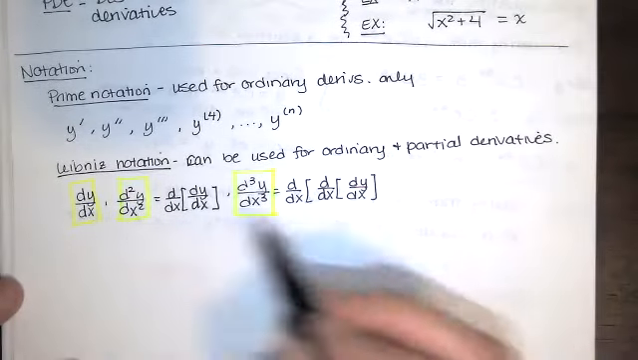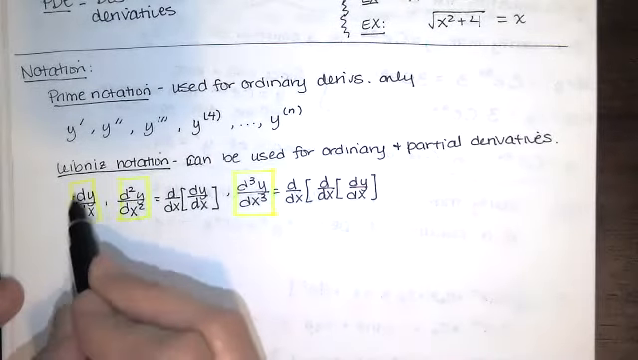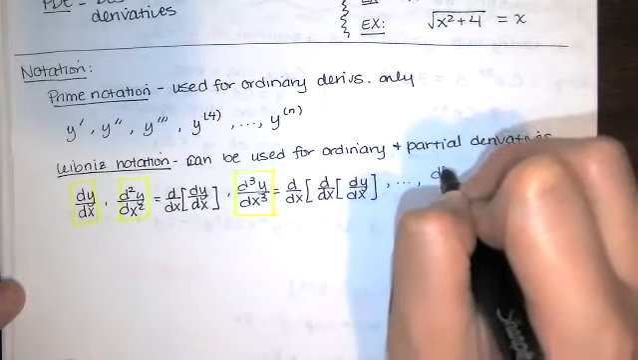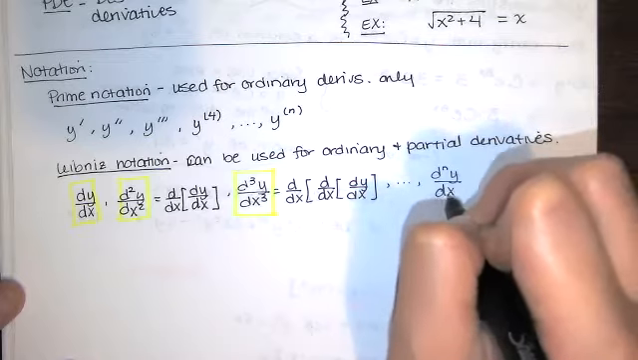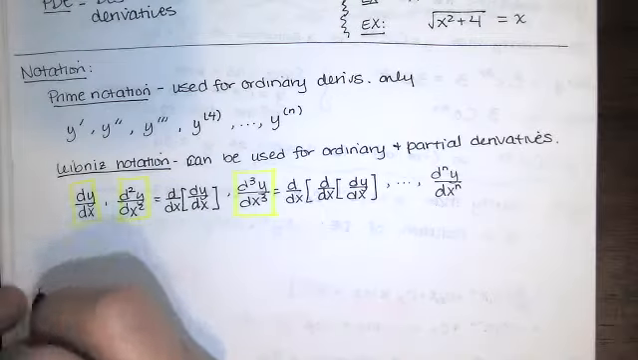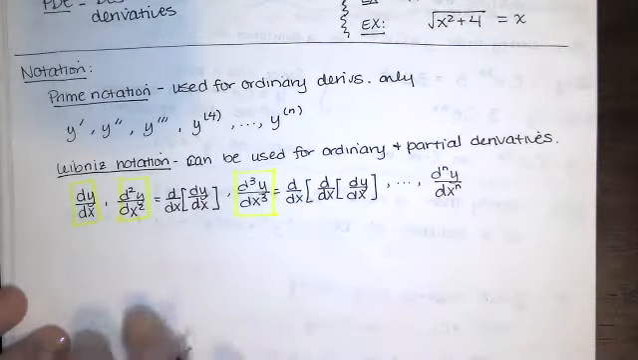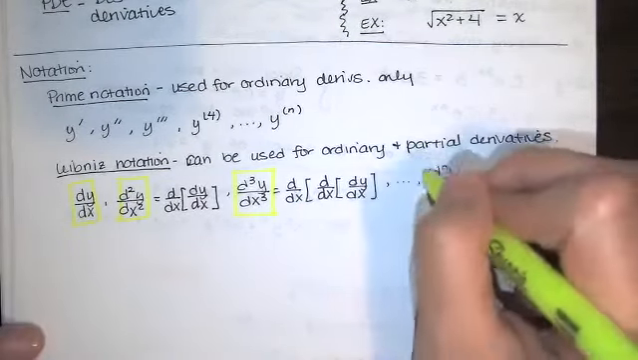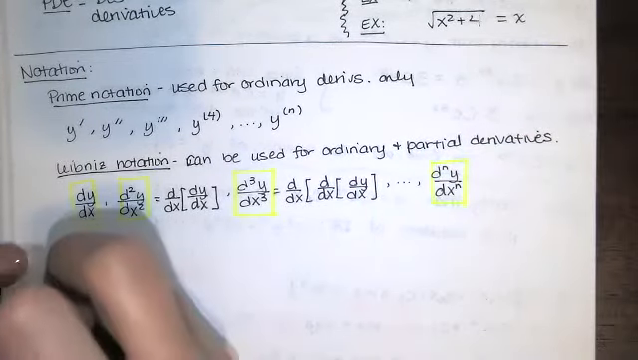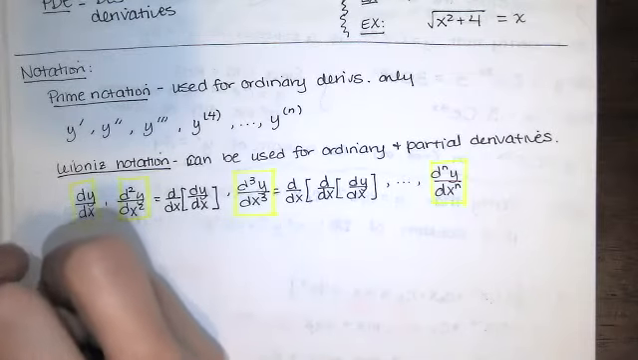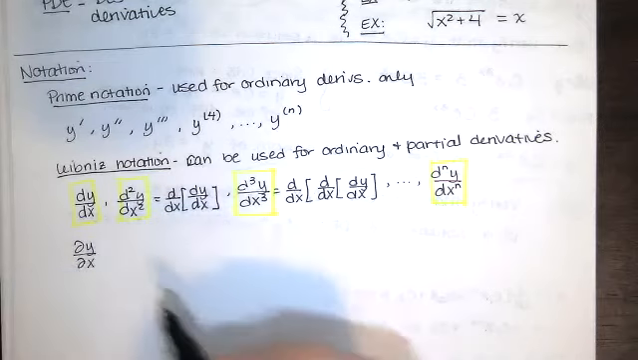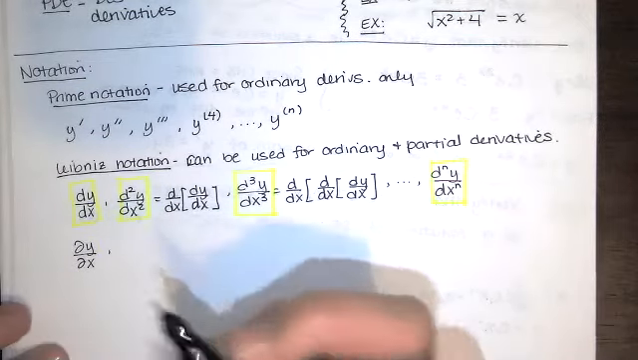And these are all ordinary derivatives because of these d's. I'll show you partial derivatives in a minute. The nth derivative of y with respect to x looks like that. Okay. So that could be used for ordinary derivatives, like I've shown you right there. Leibniz notation can also be used for partial derivatives. So maybe you're talking about the partial of y with respect to x. So that's taking the derivative of y with respect to x, treating the other variables as constants.